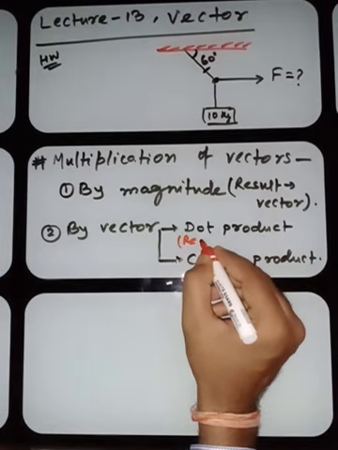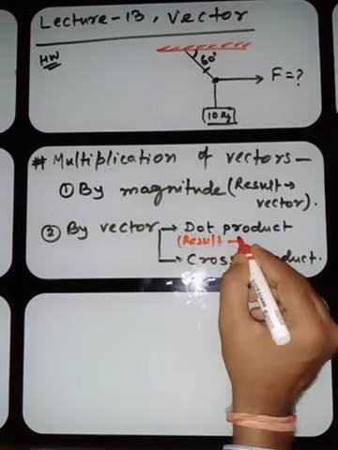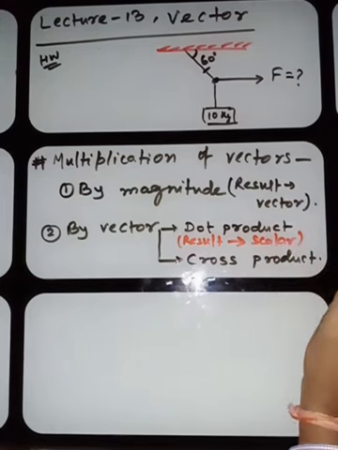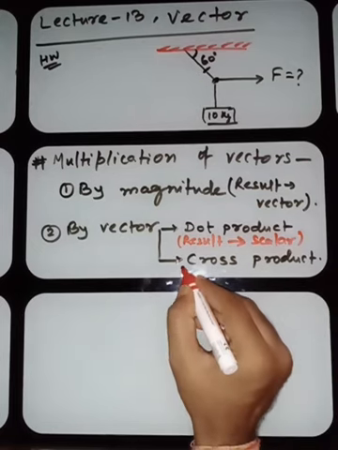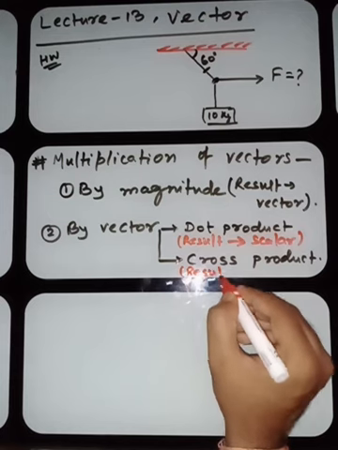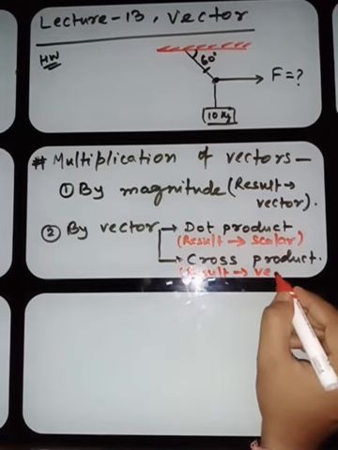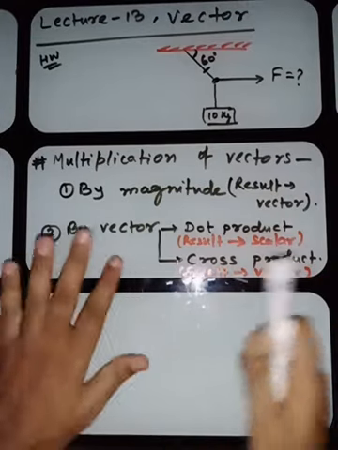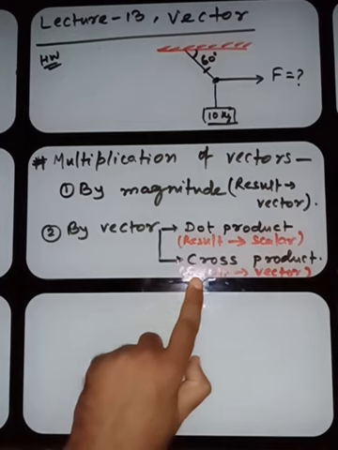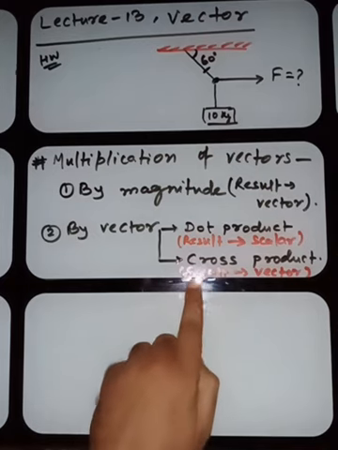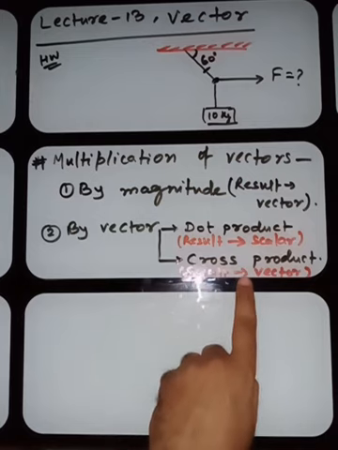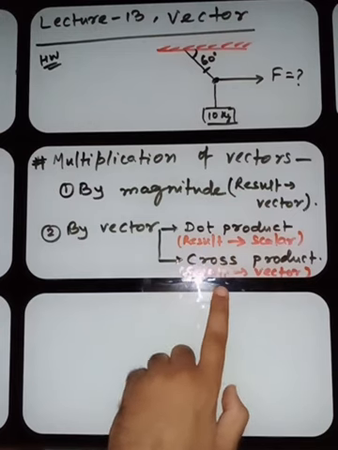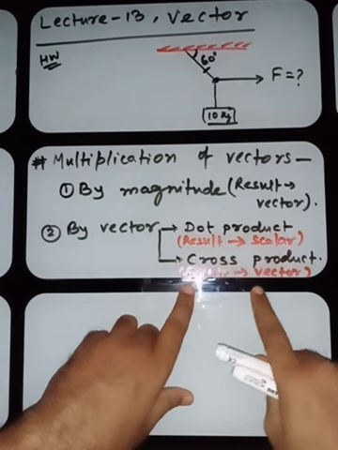The result will be a scalar, that is the magnitude. This one will give you the result as a scalar, and this one will give you the result as a vector. My dear students, I hope you are not able to see this due to the focus, but I have written here the result, and then after the arrow, it is the vector. In the same way, I have written the result here. So the result will be the vector.